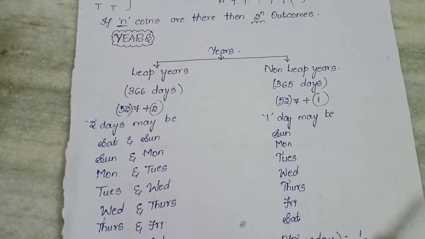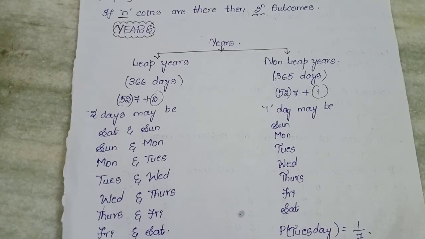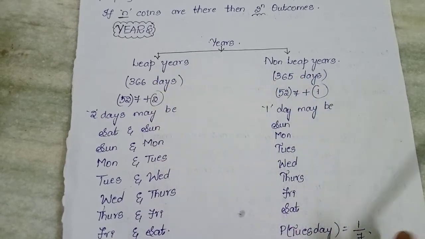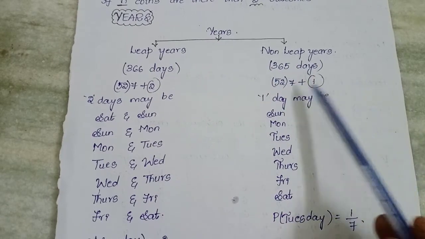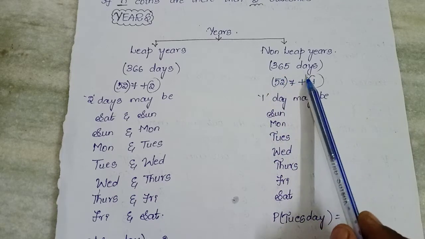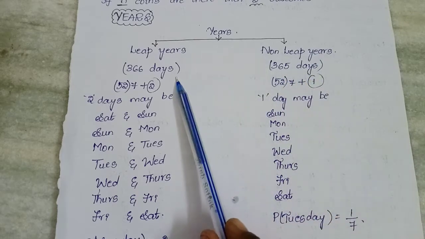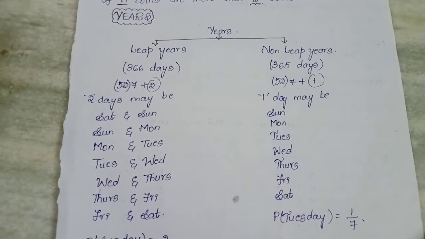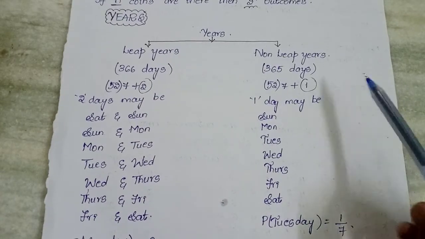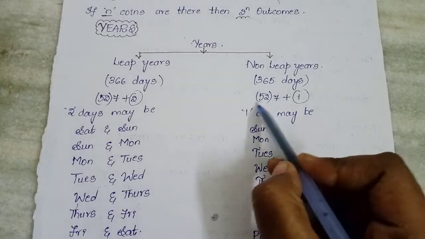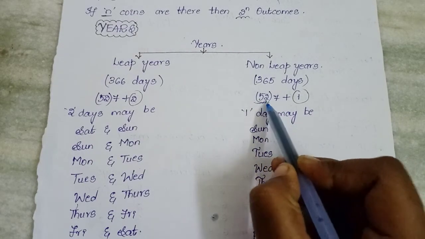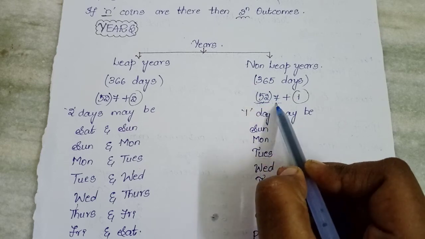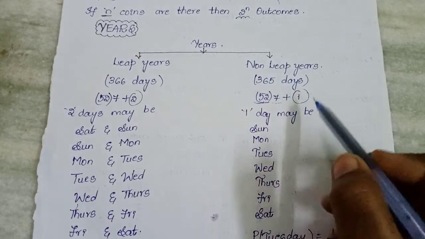So years. We have two types of years, leap years and non-leap years. As we all know, we have 365 days when it's a non-leap year. When it comes to a leap year, it will be 366 days. First, look at non-leap years. We have 52 weeks, and each week has 7 days. 52 into 7 is 364 plus 1 day.